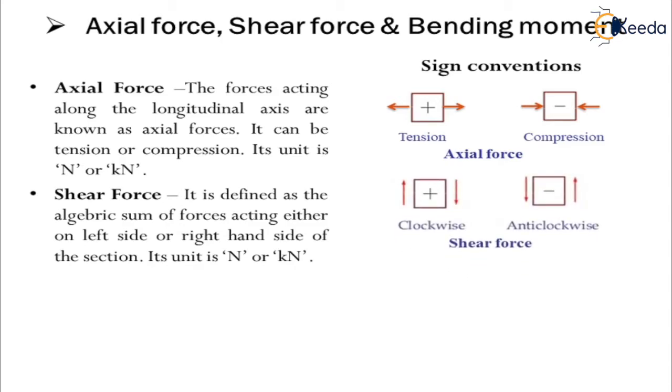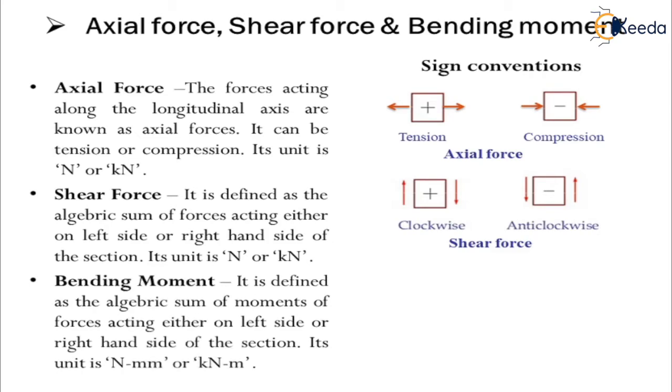The sign convention for shear force are clockwise positive and anti-clockwise negative. For example, if you are taking any force on the left hand side of the section, then upward is considered as positive, while downward is considered as negative. And if you are taking any force to the right hand side of the section, then downward is considered as positive and upward is considered as negative.